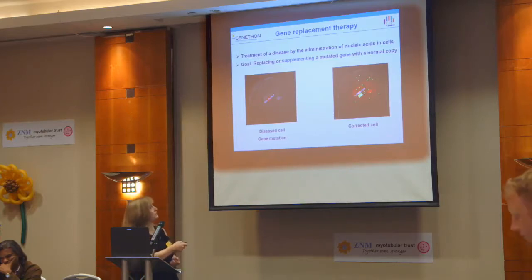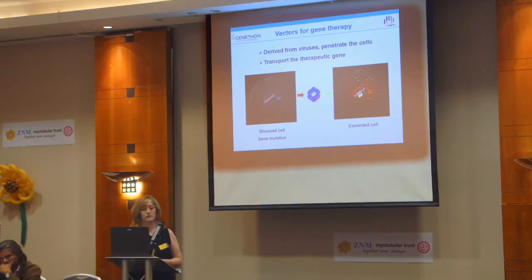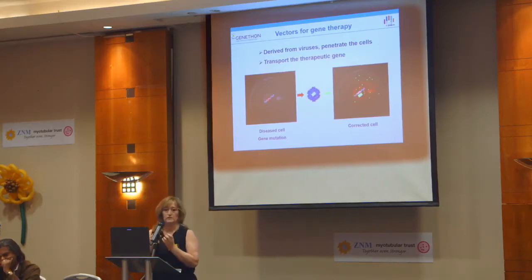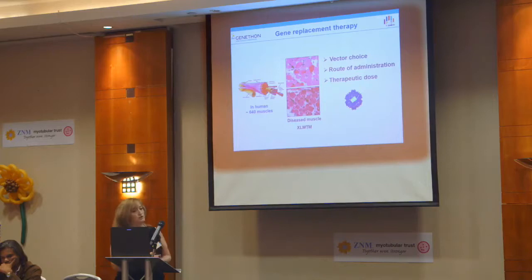So how can we bring this piece of DNA into the cells? For that, what we are using is vectors. A vector is like a carrier that is able to transport a piece of DNA into the cells. And these vectors are derived from viruses. Why? Because viruses have the natural capacity to enter the cells. As you know, there are many viruses in nature, but of course we have to select the good ones. So one of the main challenges for gene therapy is to choose the right vector.